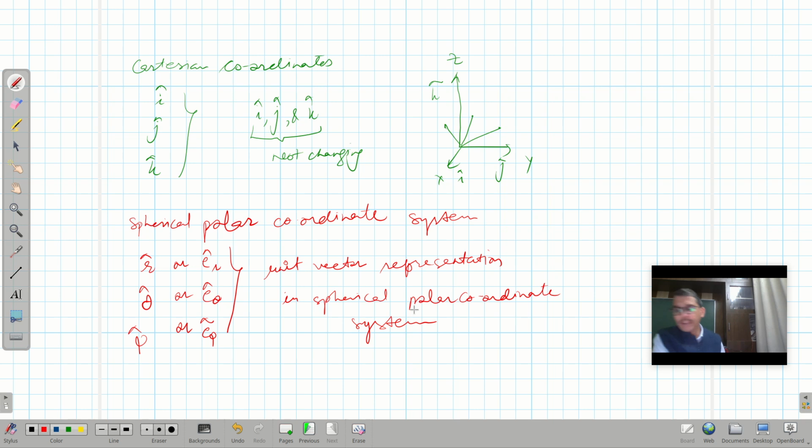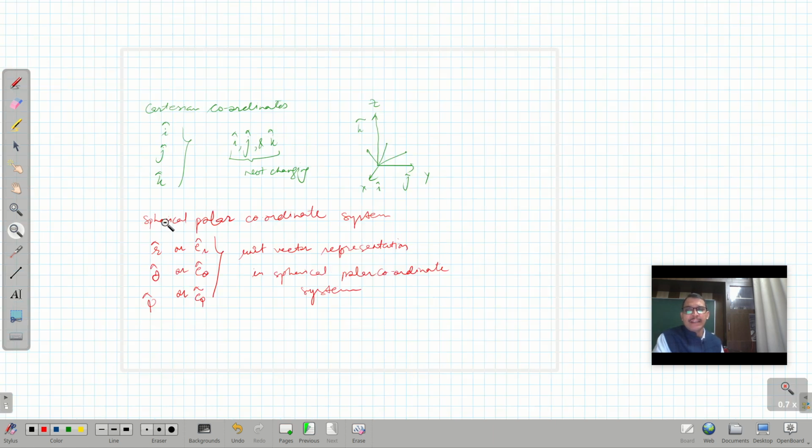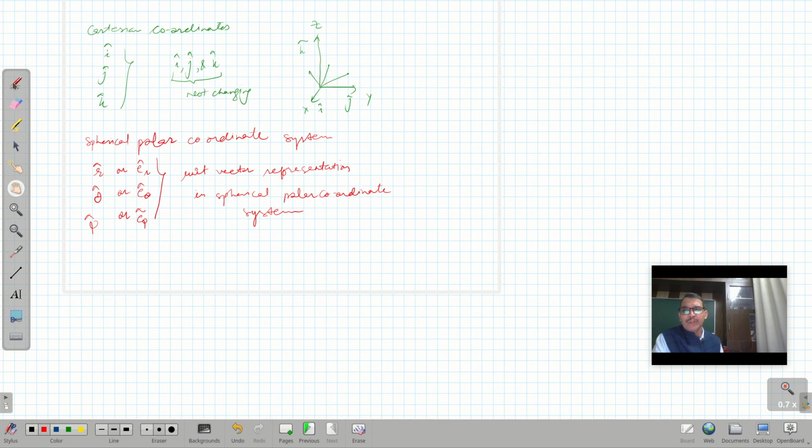Right? And what is r cap? In which direction do they have to be taken? Because earlier they were taken along x, y and z, right? But in the spherical polar coordinate system, in which direction do we have to take these? Let us draw a coordinate system, and say the particle is here somewhere and it is represented like this.